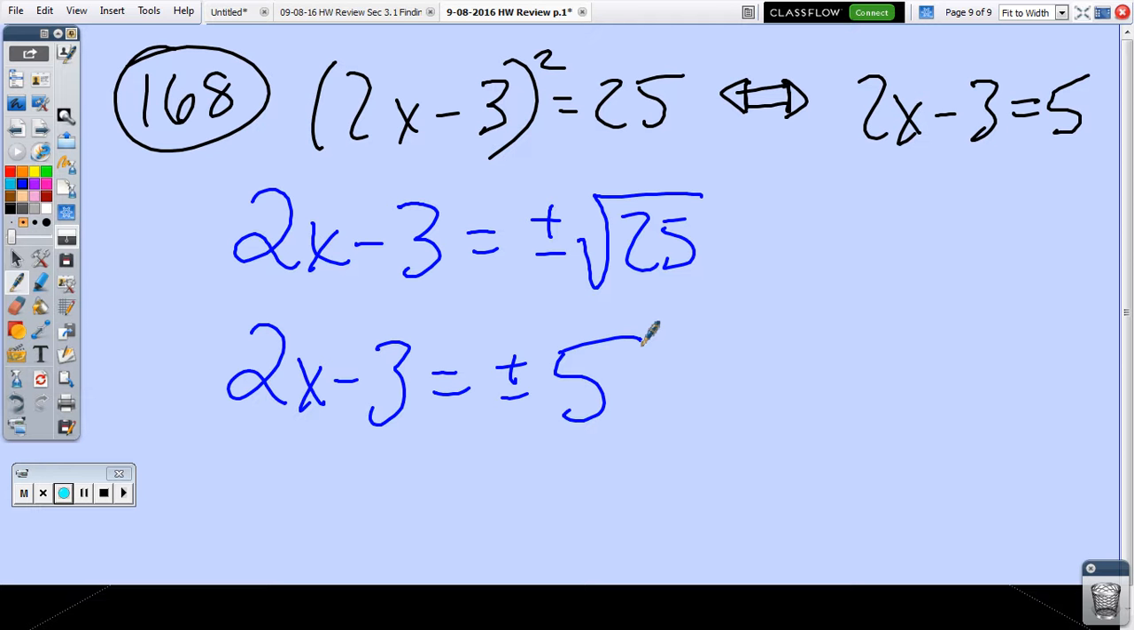We don't have to do anything more, because the question just says determine whether each statement is true or false. If the statement is false, make the necessary changes to produce a true statement. So to produce a true statement, I put a plus or minus in front of the 5. So this is what was missing, you could say.